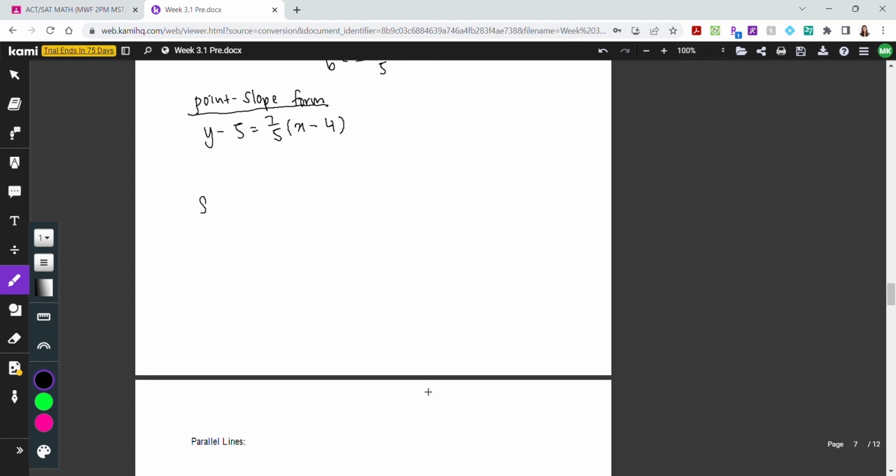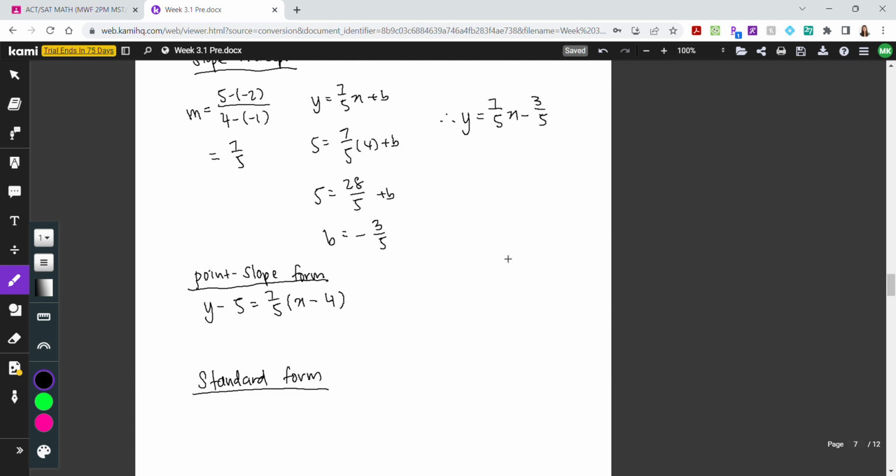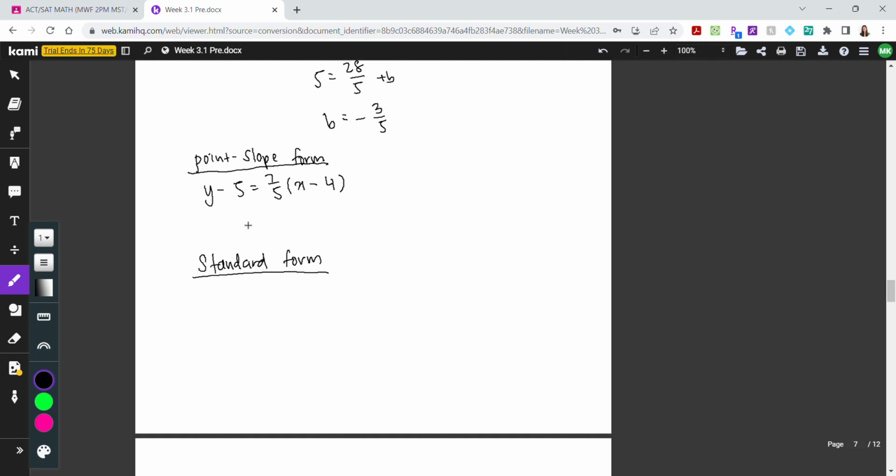All right. And then in standard form, we can just rearrange this to give us this. Actually, I'm going to take point slope form to show you how it's done. So from here we have y minus 5 equals 7 over 5 times this. Distribute the parentheses to give us all this. And in a second you will see that we get back our slope-intercept form, right? So we'll get y equals 7 over 5 x minus 3 over 5.